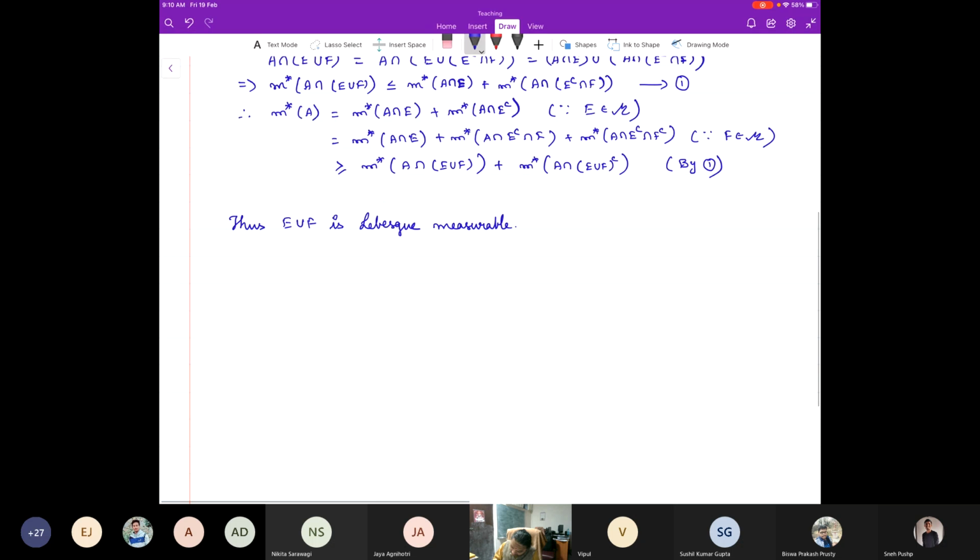A good exercise here is that if E1 and E2 both belong to M, then show that E1 minus E2 belongs to M.